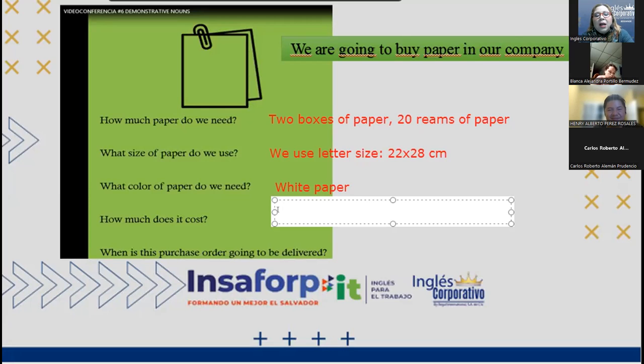Excellent, white paper. How much does it cost? I mean, how much is the cost of two boxes of paper? How much is each ream of paper?